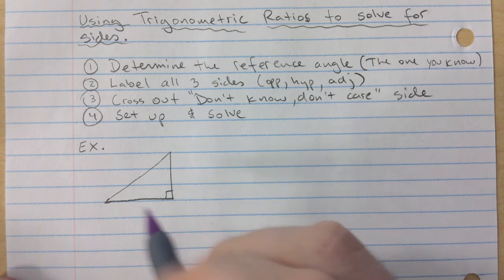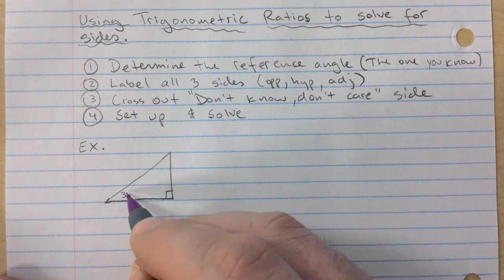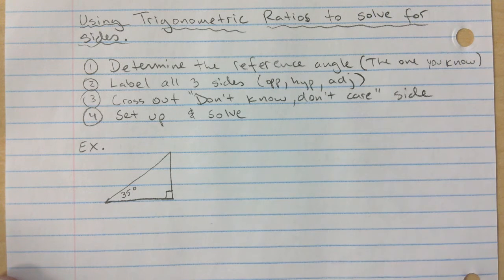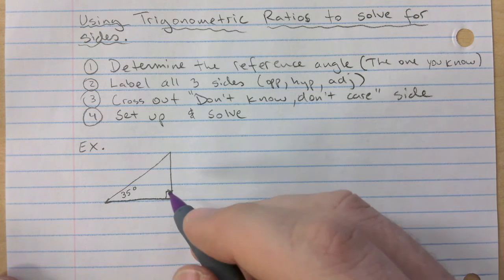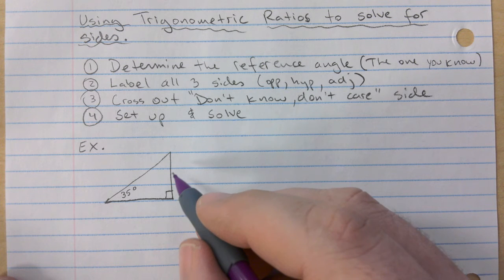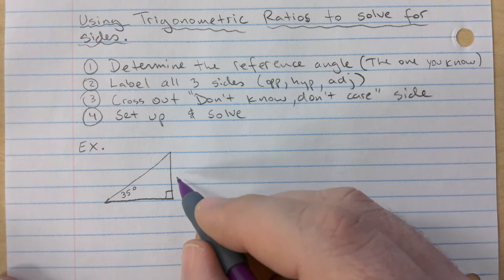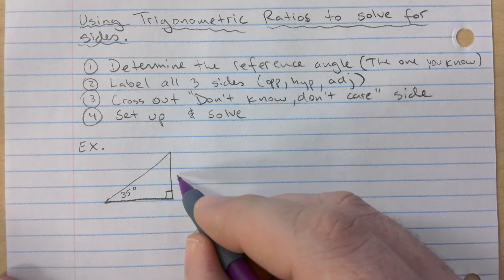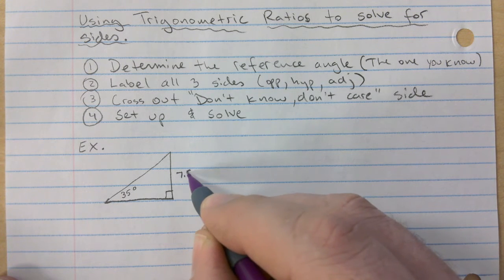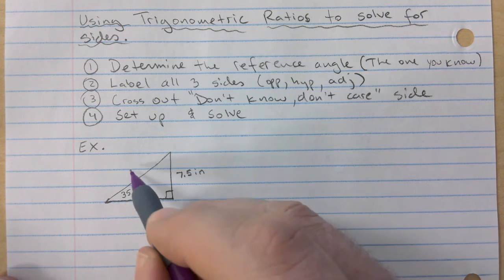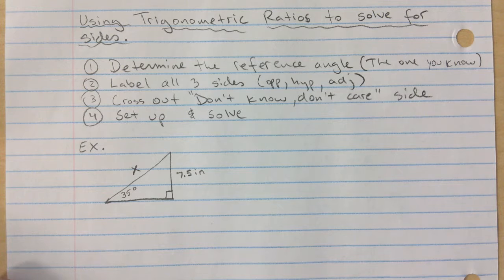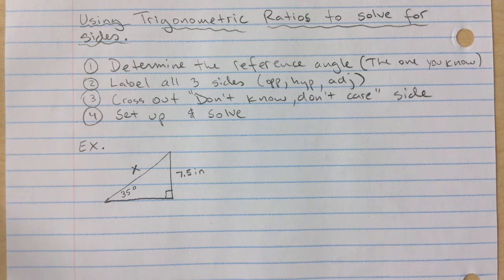So let's say you're given a triangle like this. This is 35 degrees here. Let's say that this is 7.5 inches, and they're asking for this side right here. That's our first example.